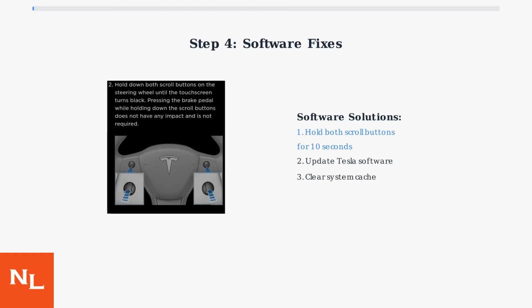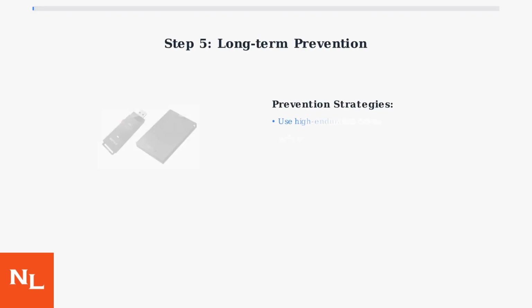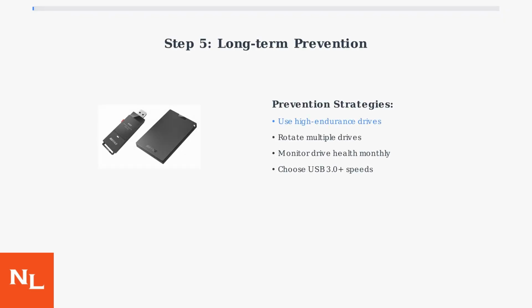For software-related issues, try rebooting your Tesla by holding both steering wheel scroll buttons simultaneously for 10 seconds. This clears the system cache and often resolves temporary glitches. For long-term reliability, invest in high-endurance USB drives or portable SSDs. These are designed for continuous writing and last significantly longer than consumer-grade drives.